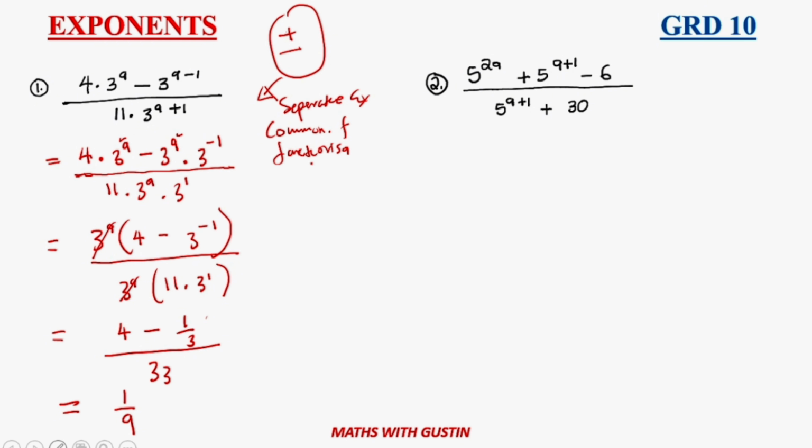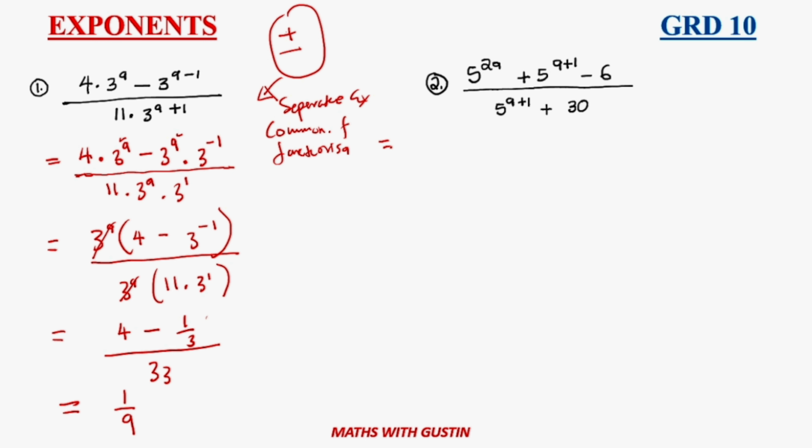All right. Okay, let's move on to number 2. Number 2 says 5 to the power of 3a plus 5 to the power of a plus 1 minus 6 all over 3 to the power of a plus 1 plus 30. So now, as you can see here, there's a plus and minus there. What did we say? We said we're going to separate these exponents.